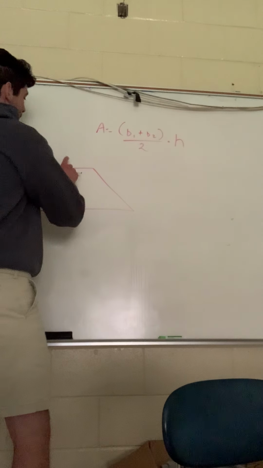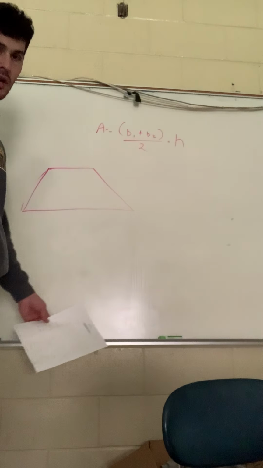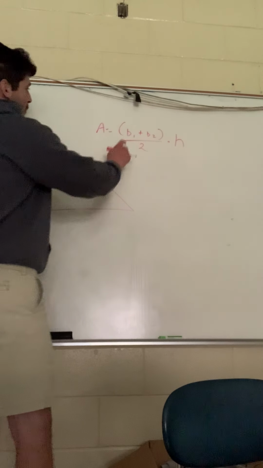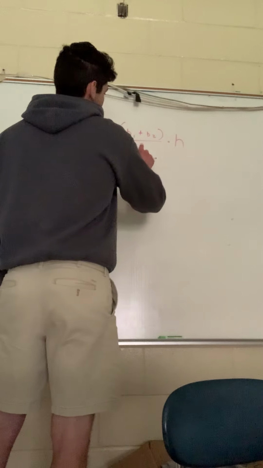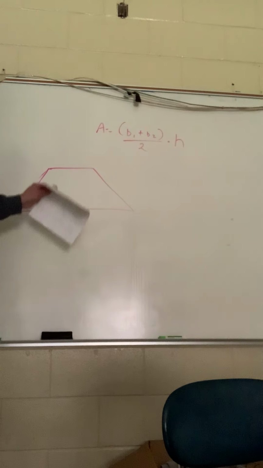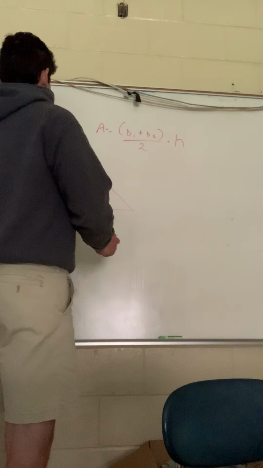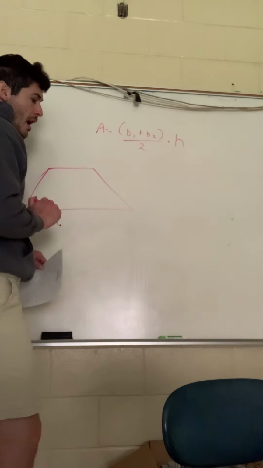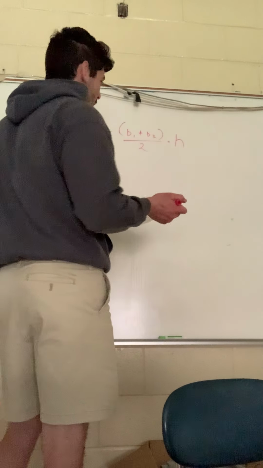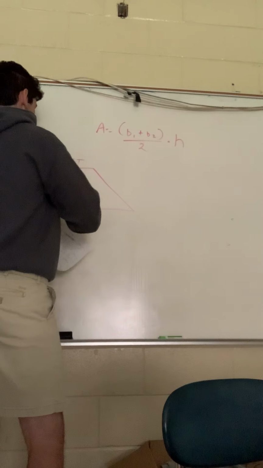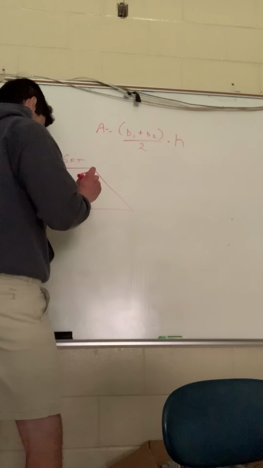We call this one base 1 and this one base 2. The formula for the area of a trapezoid is base 1 plus base 2 divided by 2 times the height. So again, this is my base 1, base 2, and the height is the distance from the top to the bottom. In my first problem, I've got a base 1 of 6 feet, and a base 2 of 9 feet.